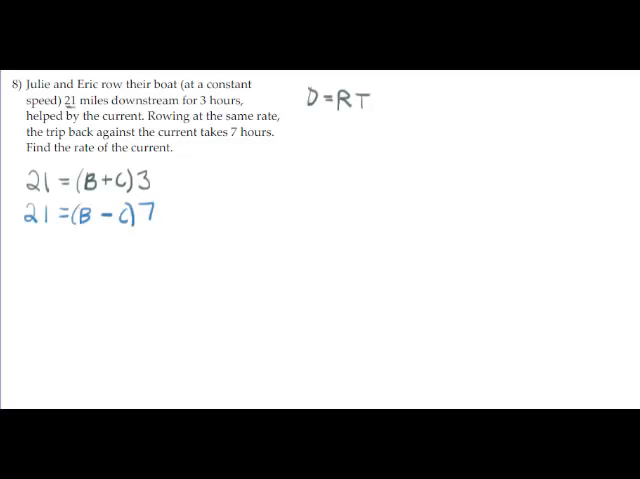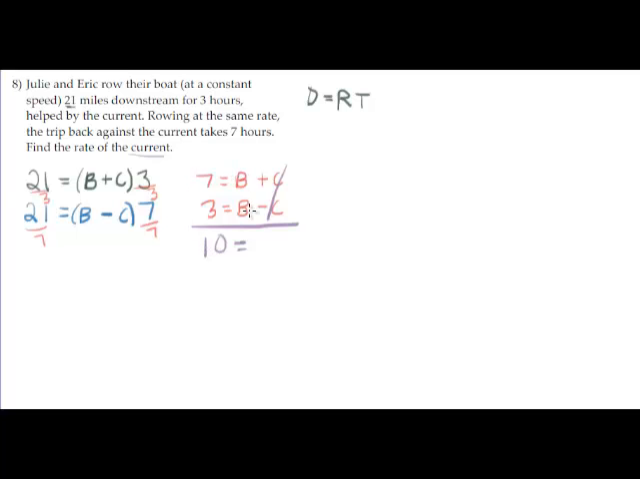Now you can distribute here and solve, or you can just divide by the 3, get 7 equals B plus C, divide by the 7, and get 3 equals B minus C. And now we have a really easy elimination problem to solve. Now, they ask us for the rate of the current. If we solve it this way, it's actually going to give us boat first, but it won't be that hard to find current after we know the speed of the boat.